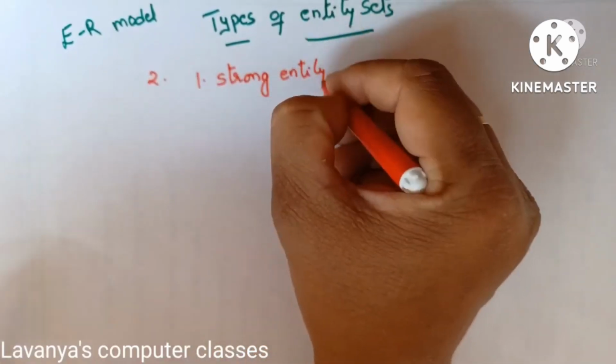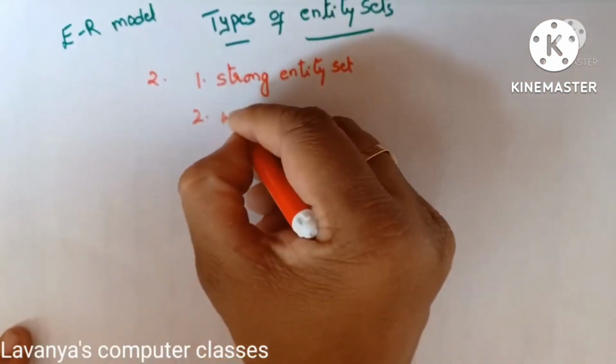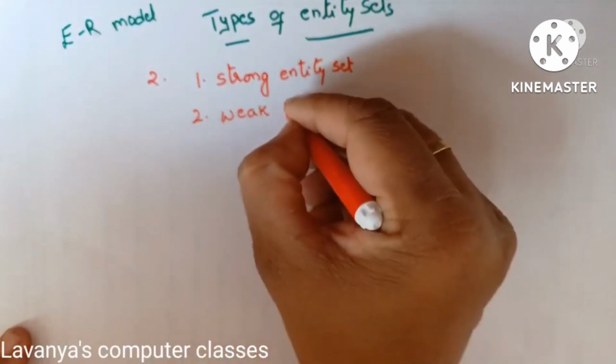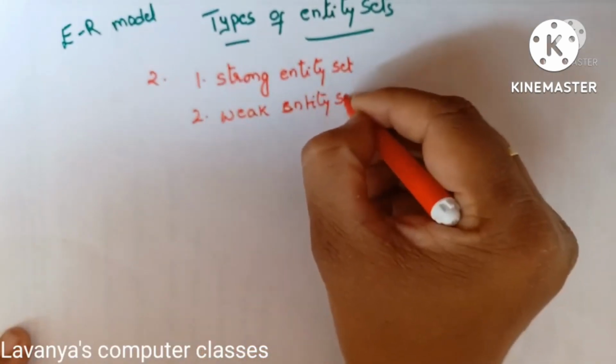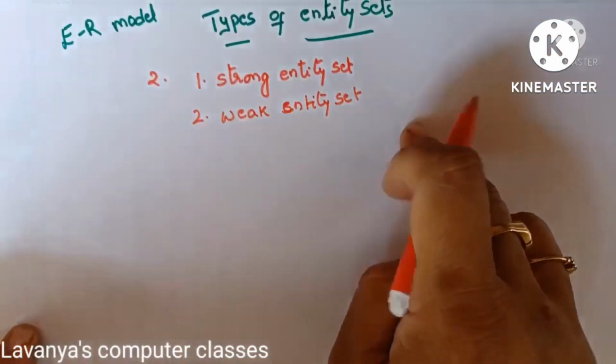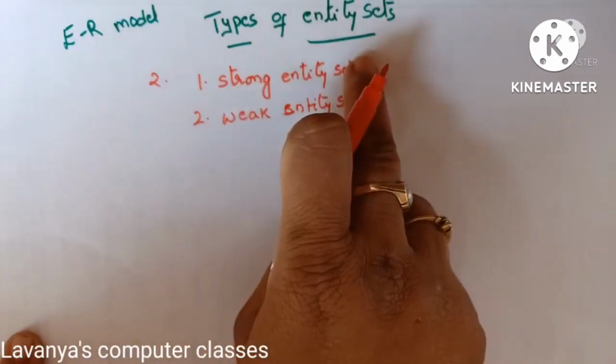Strong entity set, and the second one is weak entity set. So these are the two types of entity sets. What does entity mean? Entity is a real world object. What does entity set mean? A collection of all entities is known as an entity set.